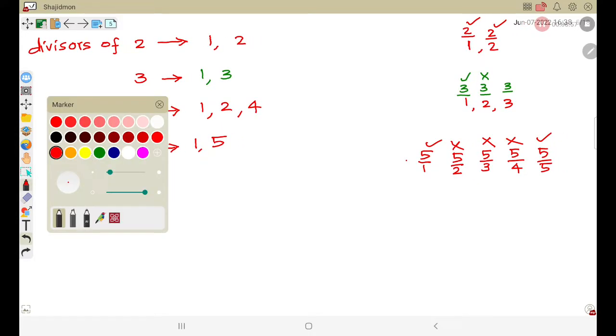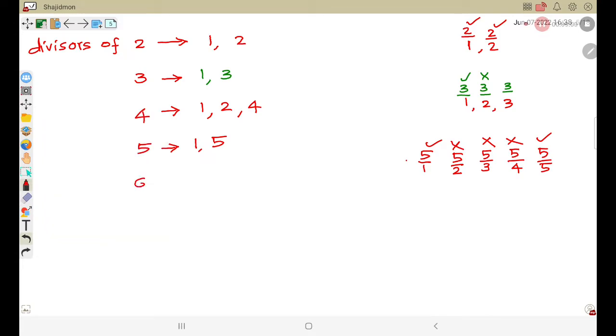Now if you are taking number 6, what are the divisors? Check each number. 6 can be divided by 1? Yes. So 1 is a divisor. 6 can be divided by 2? Yes, it is possible. So 2 is a divisor. 6 can be divided by 3? Yes, it is possible. So 3 is a divisor, correct? Now 6 can be divided by 4? Not possible. 6 divided by 5? Not possible. 6 divided by 6 possible. So 6 is a divisor. If you are taking any number, just check up to half of that number. Divisors will be there, then the next divisor will be the same number.